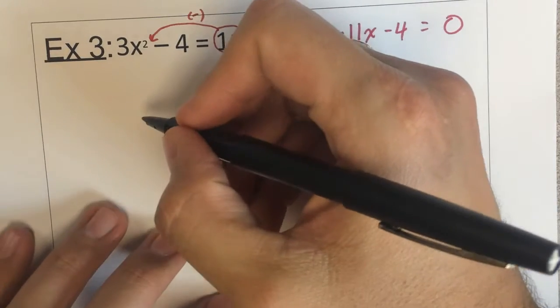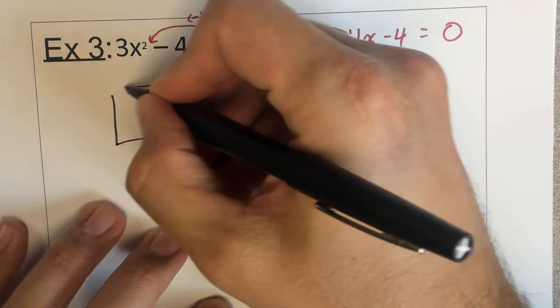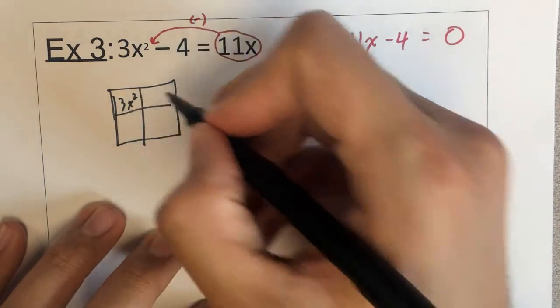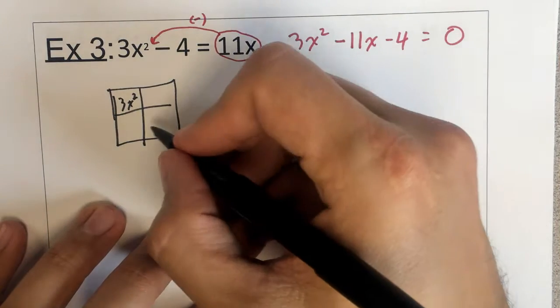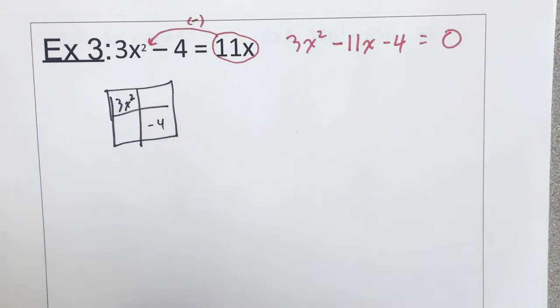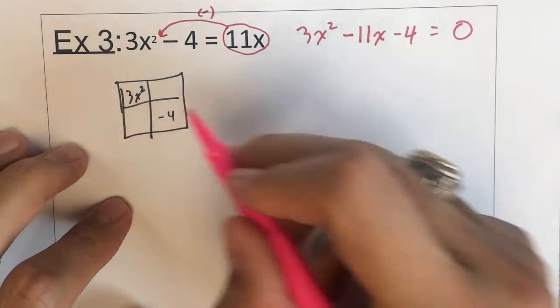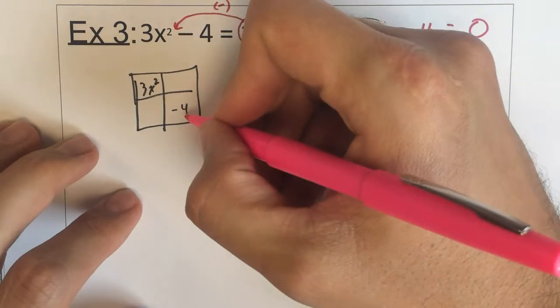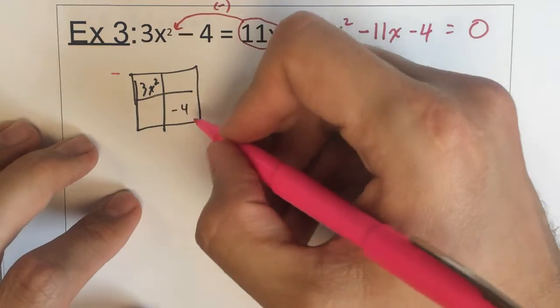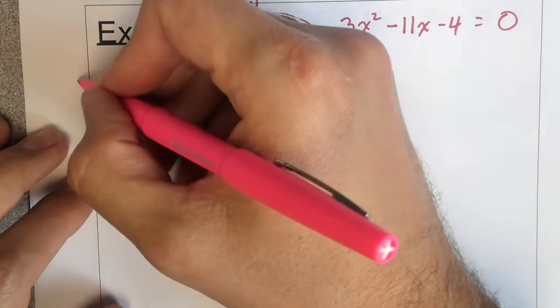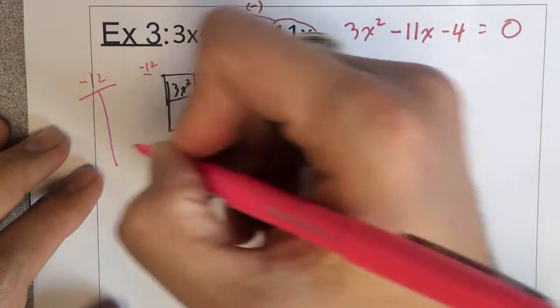I'll go ahead off to the side, do my box. First term, first box. Last term, last box. Now, to figure out my peanut boxes, I'm going to take my negative 4 and multiply it by the 3. Negative 4 times 3 is negative 12. And I need to factor that negative 12.